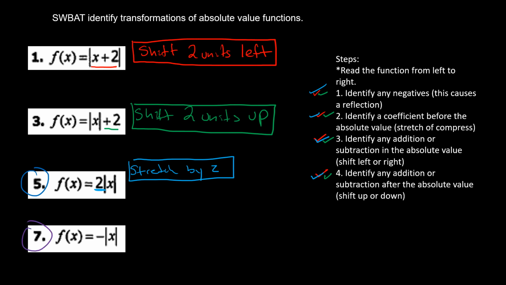And let's do number 7 in purple. Let's follow the steps. Do I have any negatives? I have to identify a negative. Oh, look, check it out. So I have a reflection. Okay, so we got that. Do I have a coefficient in the front? No, I don't. It's just a negative. We've already identified that. Do I have any addition inside? No, I don't. It's just the x. Do I have any addition or subtraction on the outside? No, I don't. Okay, so we have just reflection as far as the transformation on this graph.